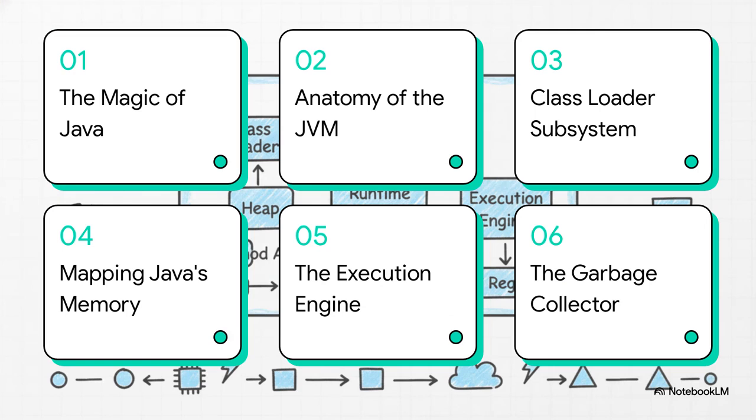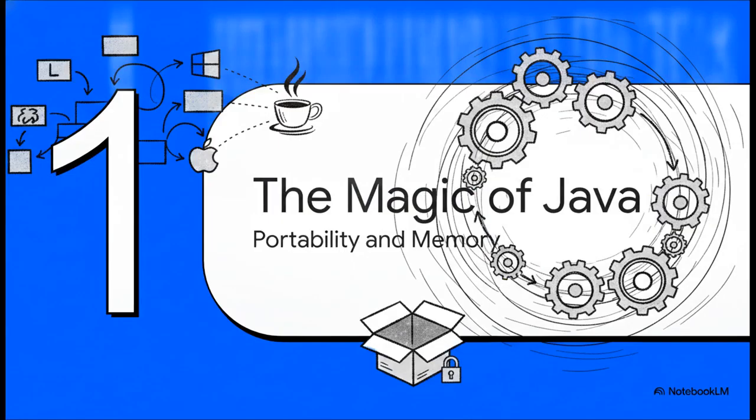Here is the roadmap for our explainer today. We'll start with 1. The magic of Java. 2. Anatomy of the JVM. 3. The class loader's subsystem. 4. Mapping Java's memory. 5. The execution engine. And finally, 6. The garbage collector. All right, let's kick things off with part 1, the magic of Java.